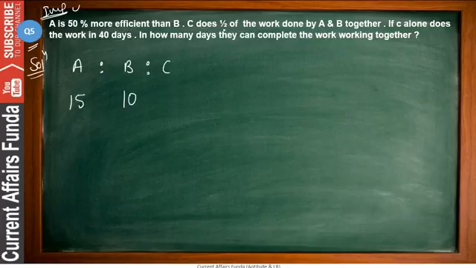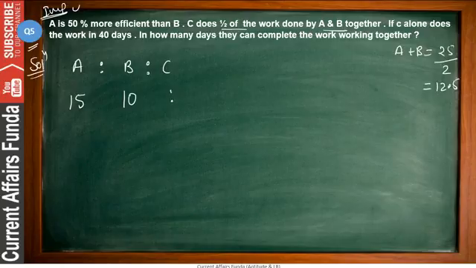And the question is saying C does half of the work done by A and B together. A is 15, B is 10 and they are doing 25 units of work. C does half of the work done by A and B together. So A and B are doing 15 plus 10, 25 work, so half of 25 will be 12.5. So C will do 12.5. So the given condition is satisfied.